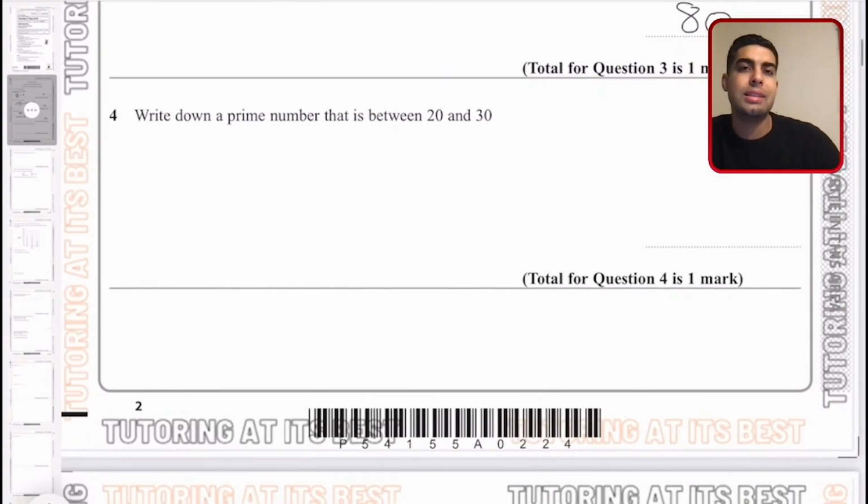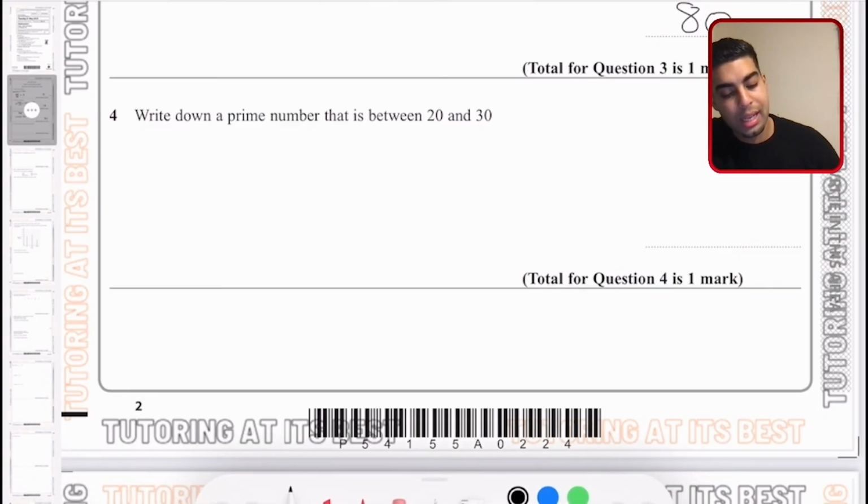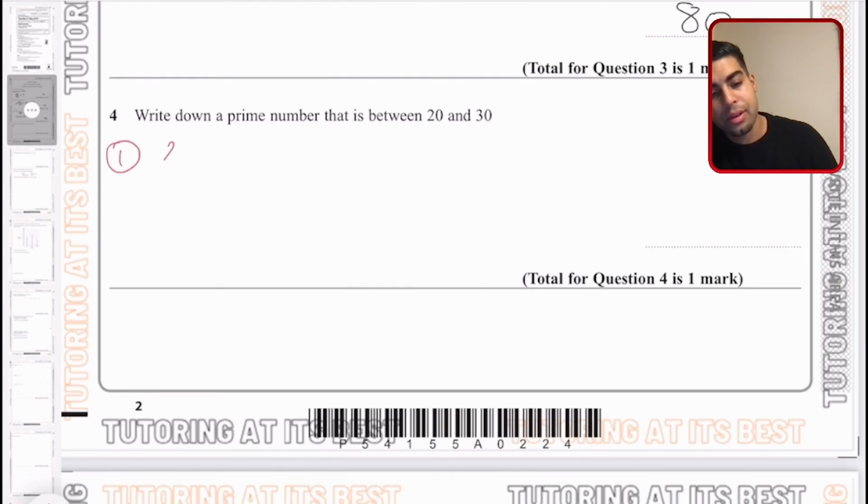And then question 4 is now focused around prime numbers, specifically the prime numbers that are between 20 and 30. So what is a prime number? The first rule of a prime number is that it can only have 2 factors, and that is 1 and the number itself.